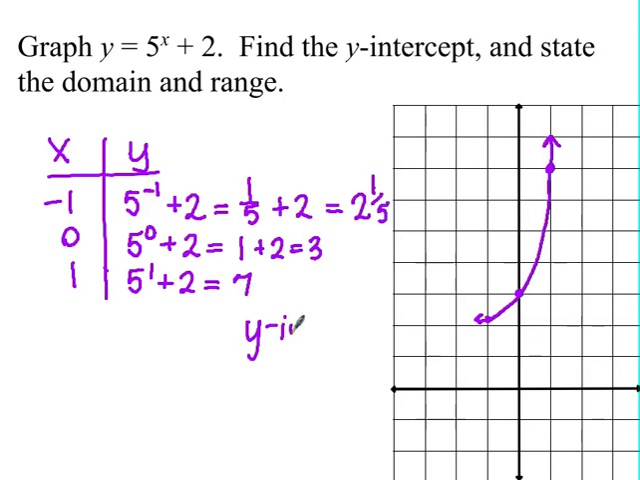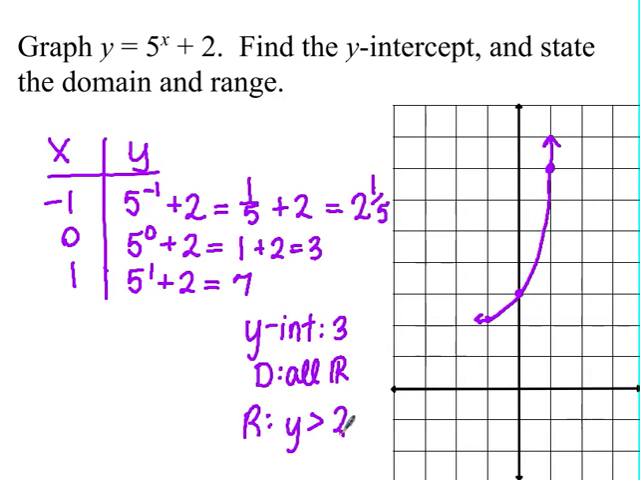Let's go through the y-intercept first, and let's go through the domain next. Y-intercept is what? 3. What's the domain? All real numbers again. Now the range is what's different. Because if you remember, on the last ones it's been y is greater than 0. What do you think it's going to be now? Y is greater than 2.